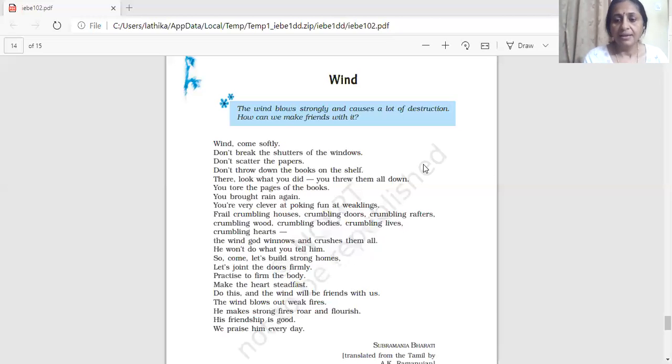So he's saying, let us make stronger homes, which will not be brought down to pieces just by the force of the wind. So we know that wind is very powerful. So accordingly, let us build houses which are strong enough to face or withstand the power of the wind. Let's join the doors firmly, practice to firm the body. So now he's saying, let us make strong doors with good hinges.